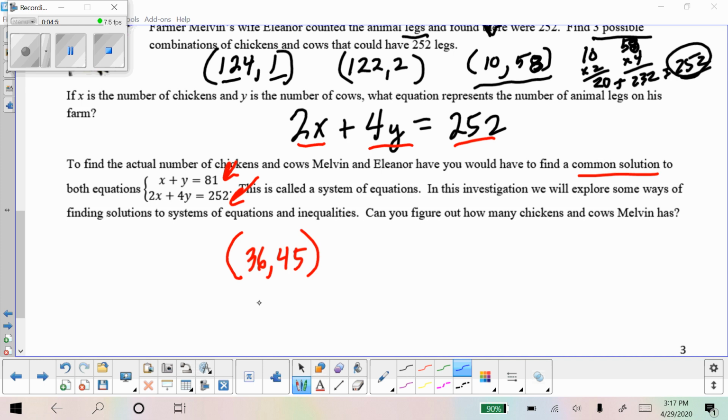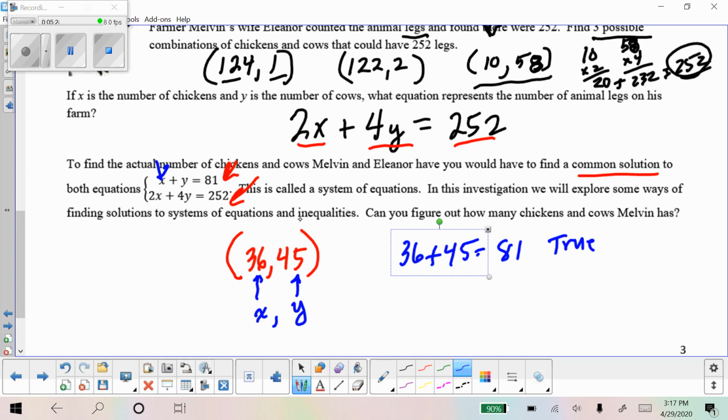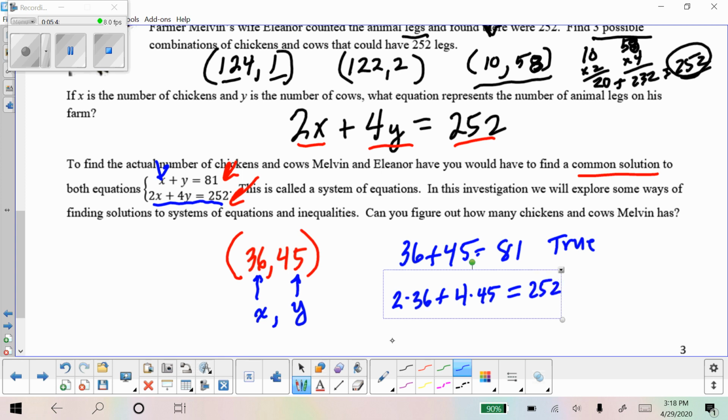Well, if you figured out that there's 36 chickens, remember that's X, and there's 45 cows, that's your Y, you are correct. Now the way you would check that is you would make sure that 36 and 45 work for this equation. So 36 plus 45 equals 81, which is true. That doesn't necessarily mean it's the solution for both equations, though. We need it to also work in the second equation right here. So we need 2 times 36 plus 4 times 45 to equal 252. So 2 times 36 is 72, 4 times 45 is 180, 72 plus 180 equals 252. So we are true for both, which means we have found the common solution. We have solved the problem.